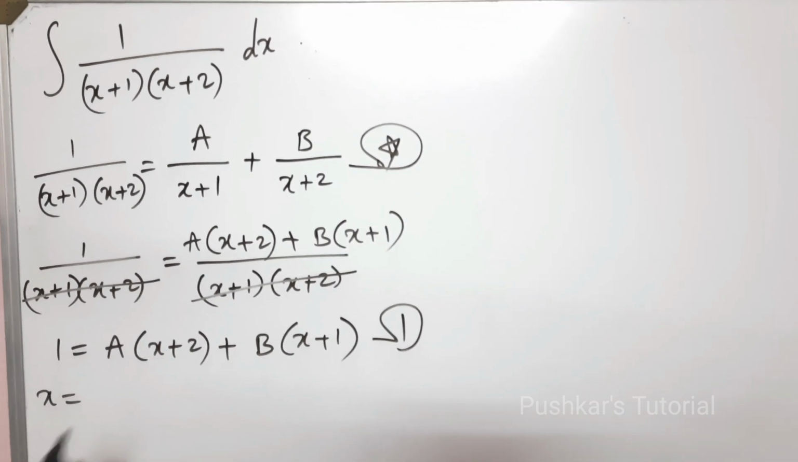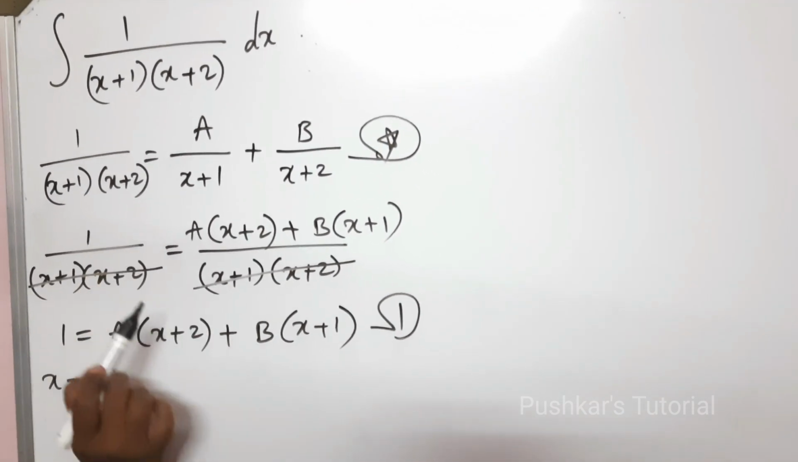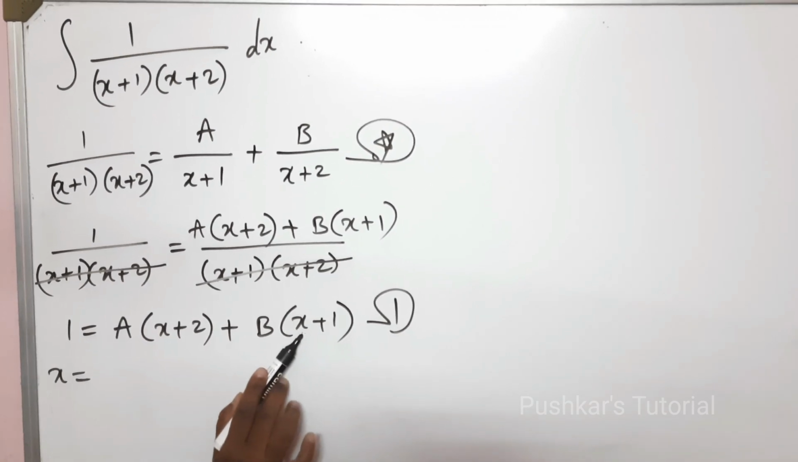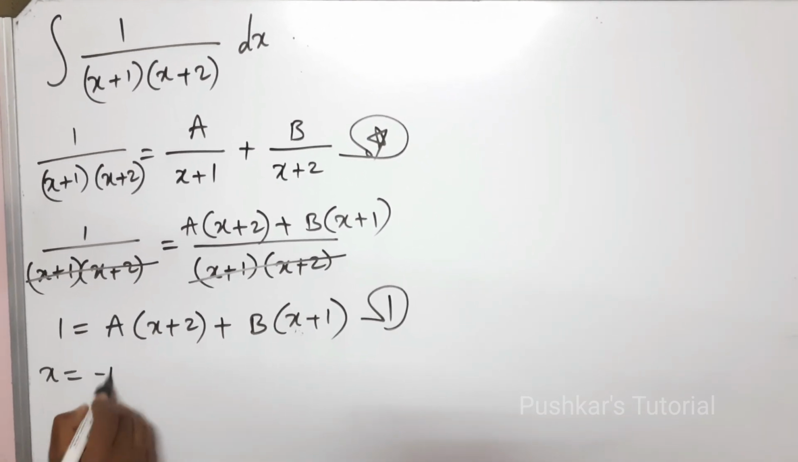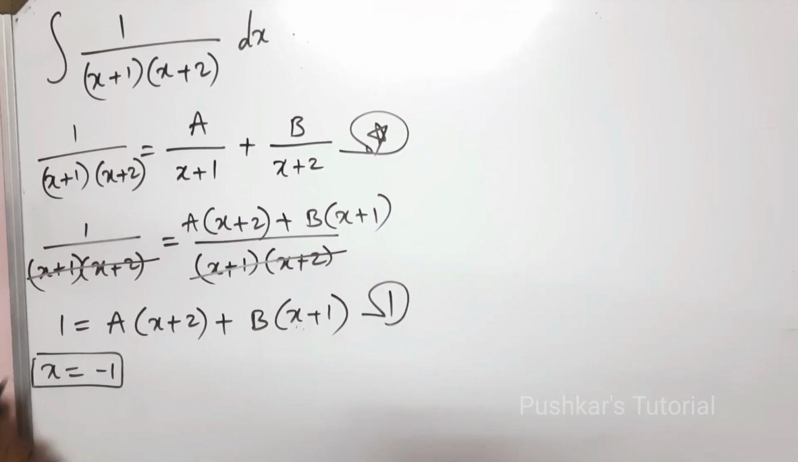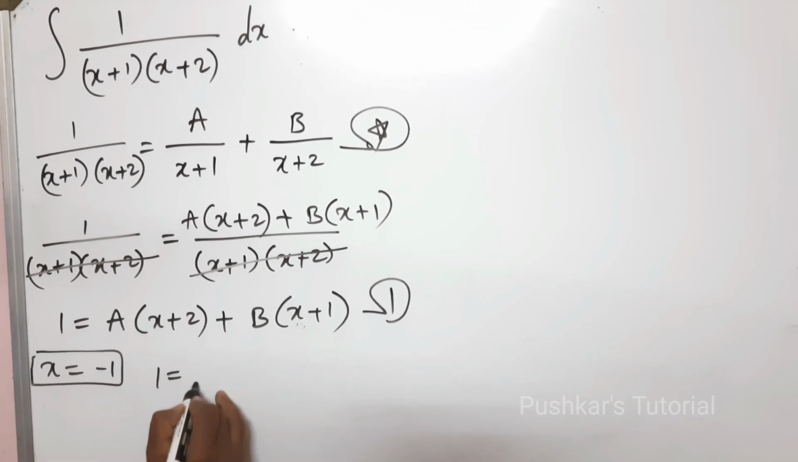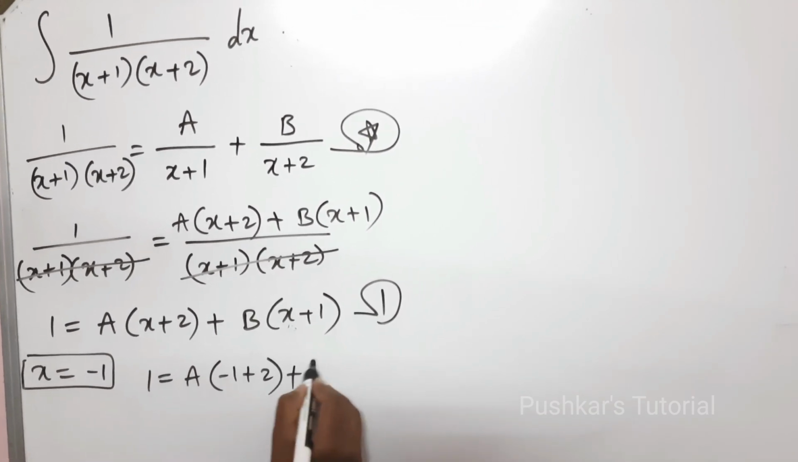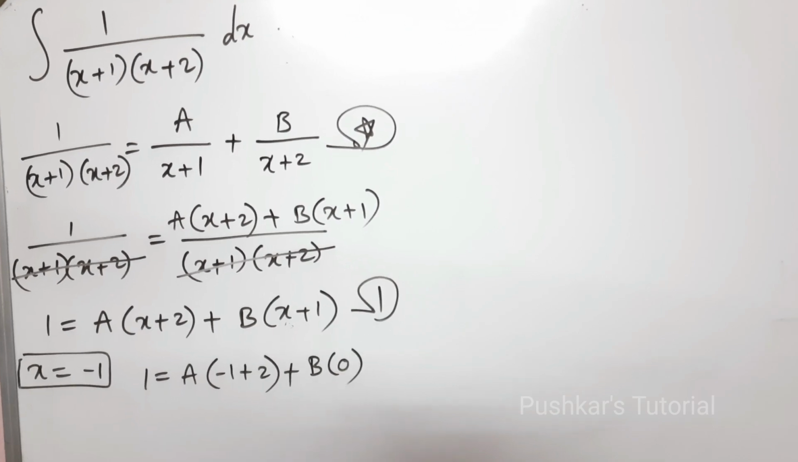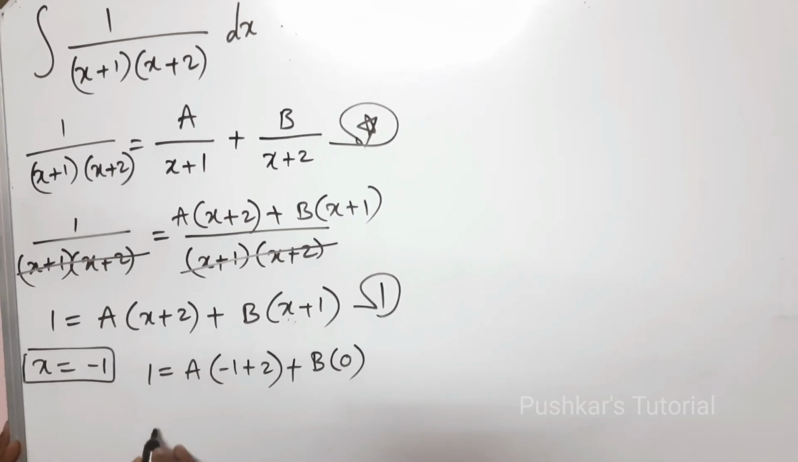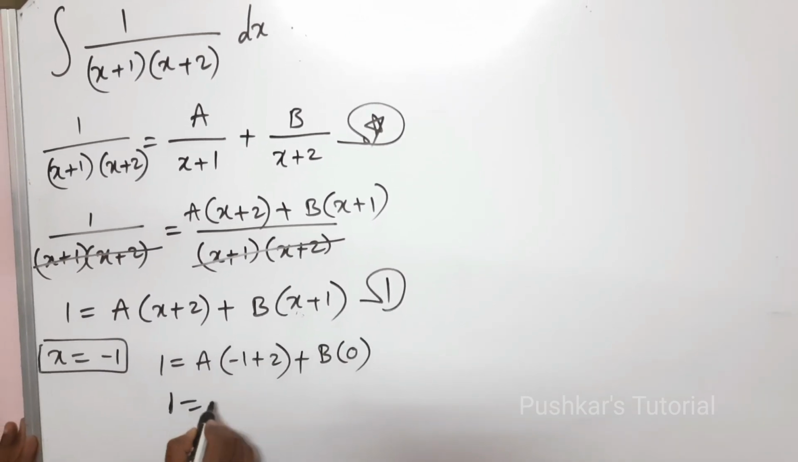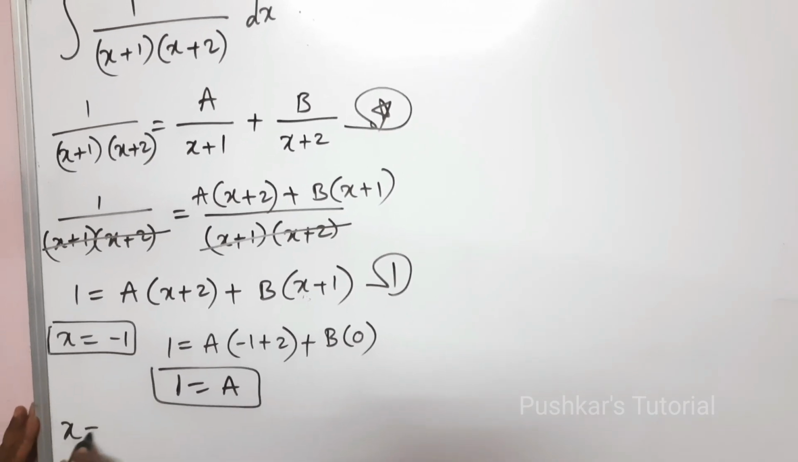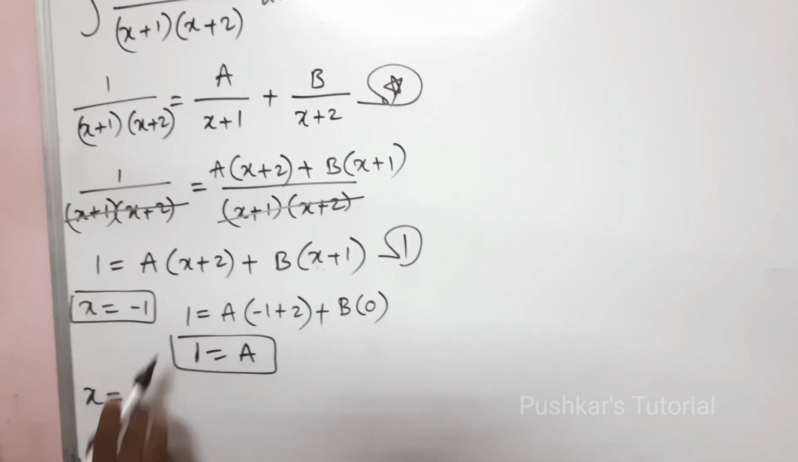Let x be equal to minus 1. Why? Because if you take minus 1 it will become 0. So 1 is equal to a into minus 1 plus 2, plus b into 0, since minus 1 plus 1 is 0. So 1 is equal to a. The a value is 1.